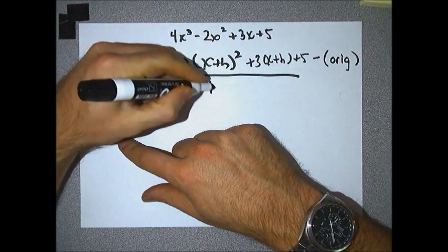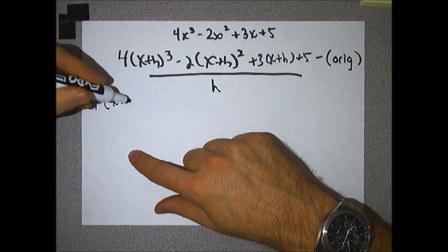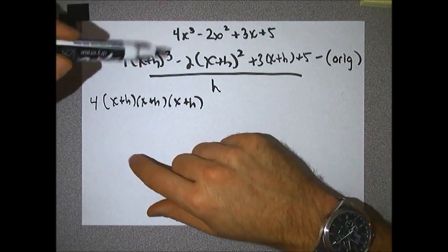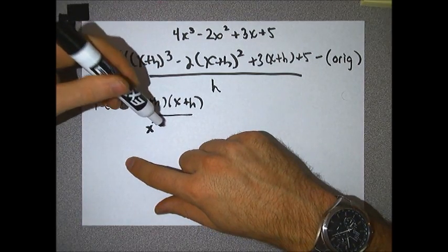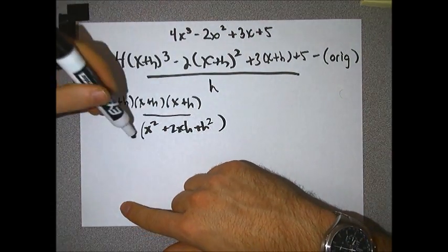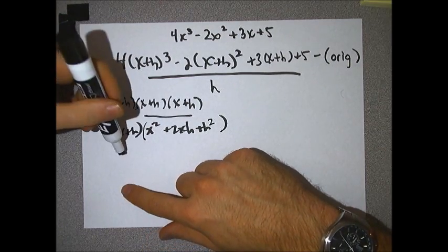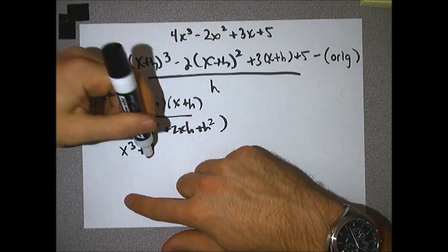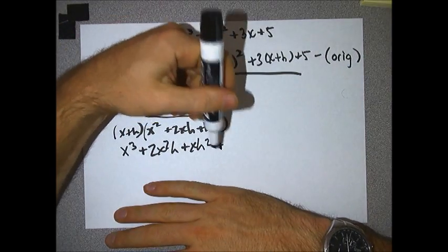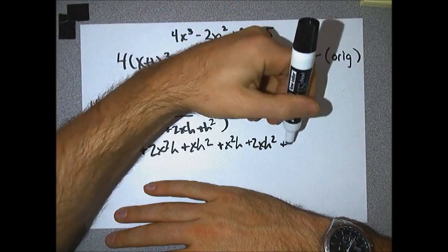Divide everything by h. Okay, so for the first part, you want to do (x plus h), (x plus h), (x plus h). This is usually the hardest part, so you underline the first two. That gives me x squared plus 2xh plus h squared. Multiply that by x plus h, so we run the x through it, we run the h through it. So this is x to the third plus 2x squared h plus xh squared. Run the h through everything: plus x squared h plus 2xh squared plus h to the third.